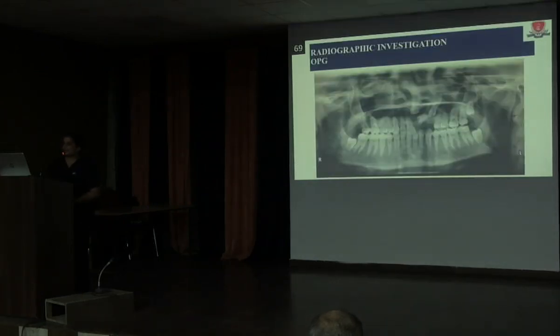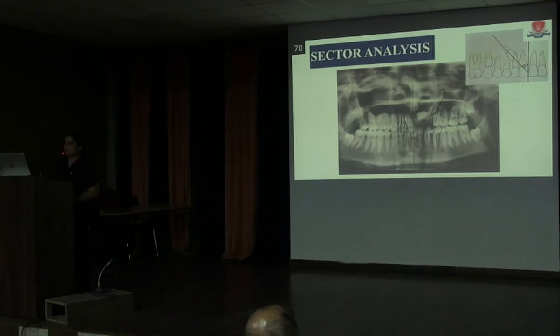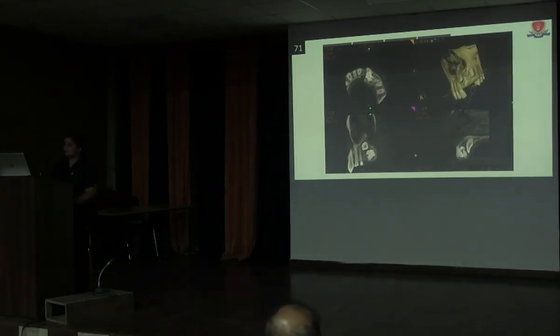Radiographic investigation, OPG. Here we can see that the odontome is present in the anterior maxilla, with impacted 2-1, 2-2. In the sector analysis, the angle with the midline is 26 degrees, so it is favorable to erupt. The angle between the long axis of the canine and the midline is 26 degrees, so it is favorable to erupt in the oral cavity. CBCT of the patient shows labially impacted 2-1, 2-3 and palatally impacted 2-2. It shows the presence of an odontome.